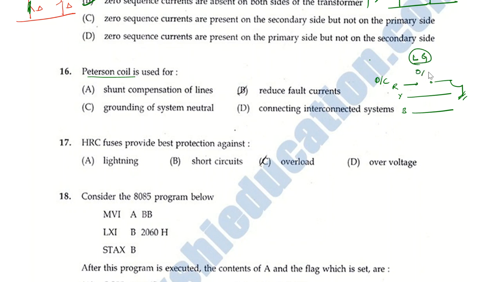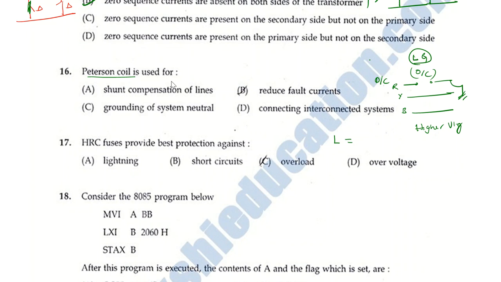The remaining two lines are healthy. At that time, the remaining two lines will experience a higher voltage when compared to normal condition. So if the higher voltage will be there, what will we do? We will place an inductor to keep the voltage in control. That coil is called a Peterson coil, which is nothing but an inductive coil.